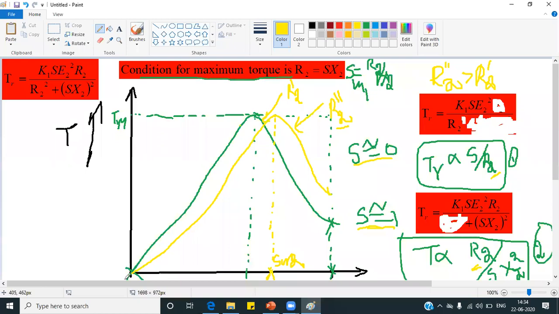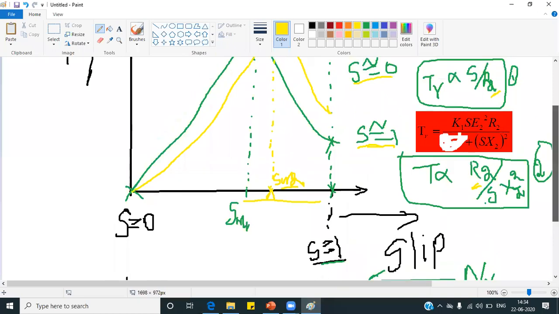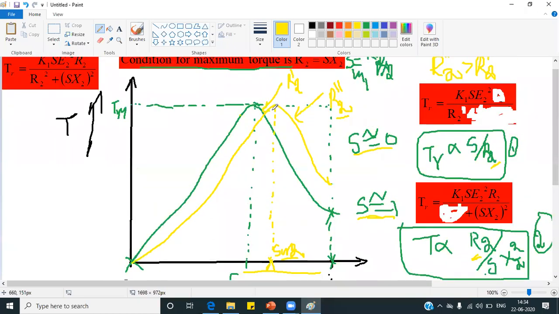That's why it comes below the green line. So that is it. Now you see SM is R2 by X2, right? So here SM1 is R2 dash by X2, SM2 is R2 double dash by X2. That is why SM2 is higher.